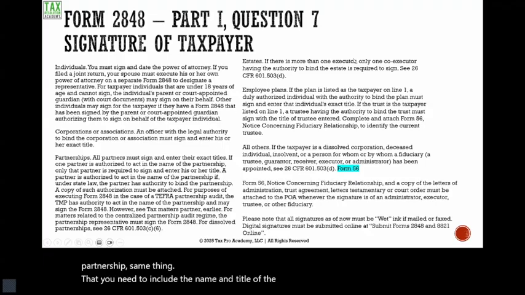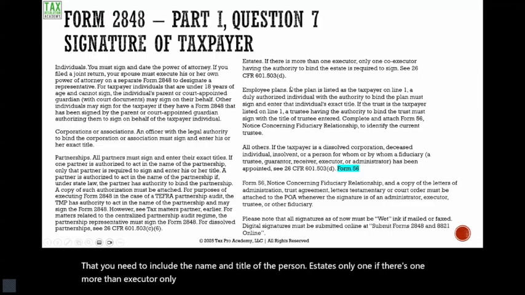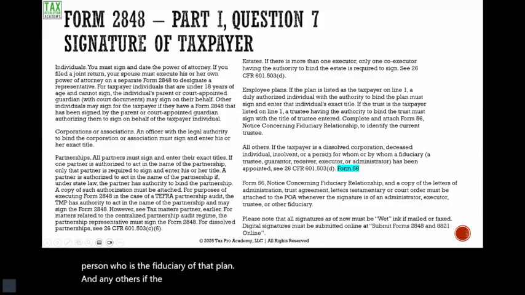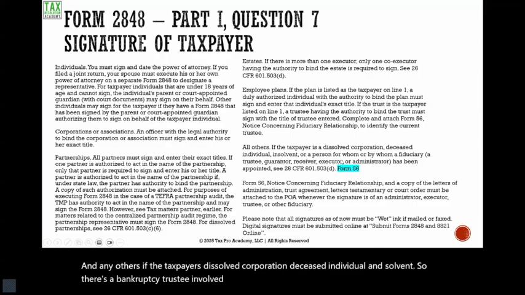Estates: if there's more than one executor, only one co-executor has the authority to sign. Employee plans: the person who is the fiduciary of that plan signs. And for any others, if the taxpayer is a dissolved corporation, deceased individual, or insolvent, so there's a bankruptcy trustee involved, or a person for whom a fiduciary is going to sign, then that person needs to sign.